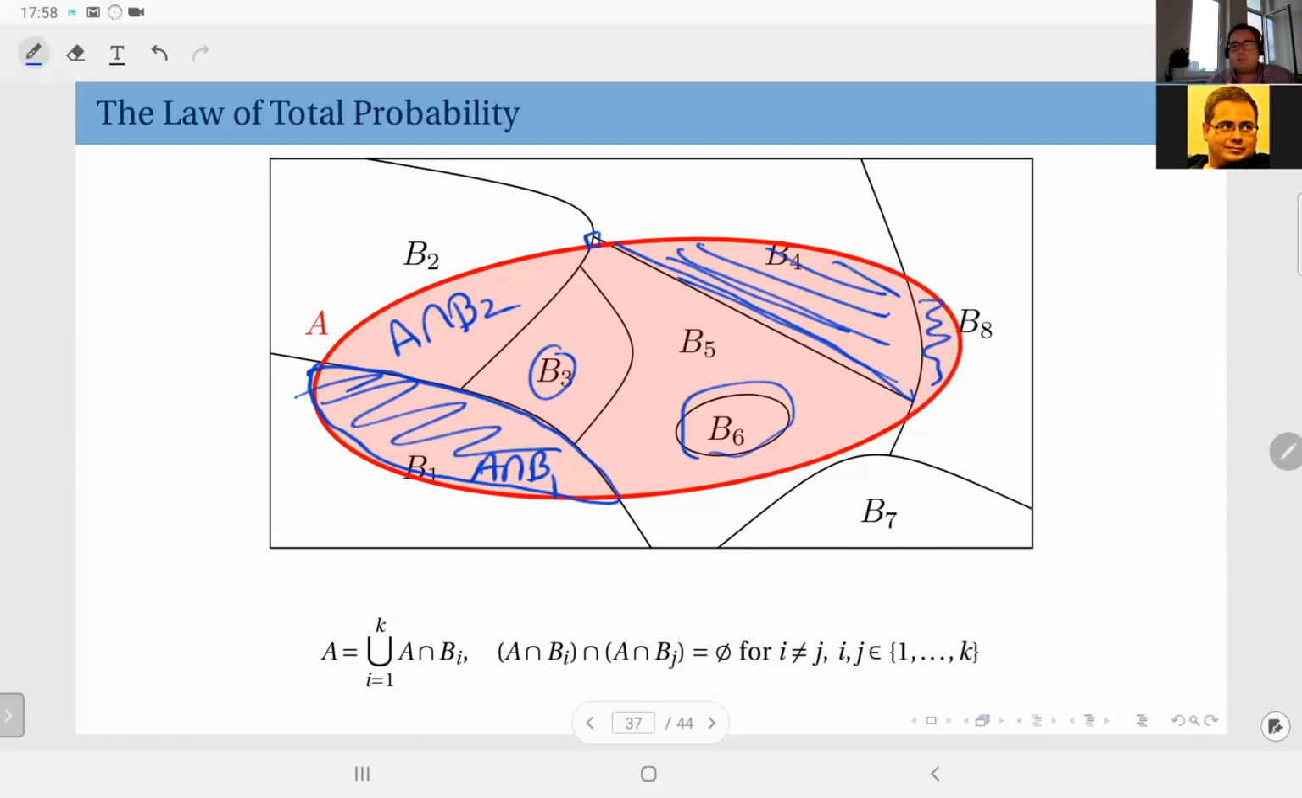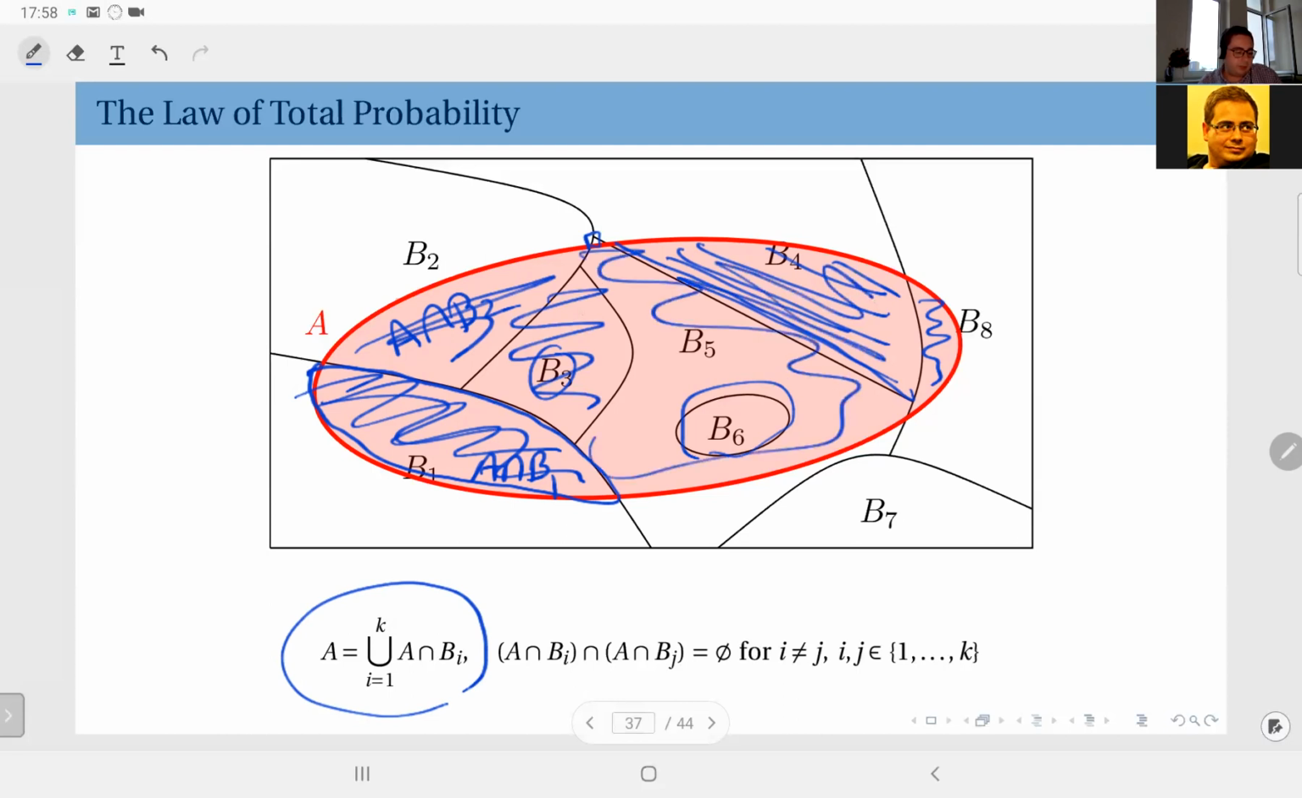So these individual intersections, you see, they also form a partition of event A. How so? They satisfy the definition of a partition. First of all, when you unite them, they give you A, right? A intersection B1, A intersection B2, A intersection B3, A intersection B4, A intersection B5, A intersection B6, A intersection B7, which is empty, and A intersection B8 here. Unite them all together, you get A. That was the first condition.